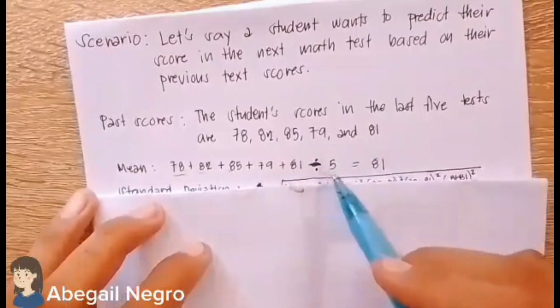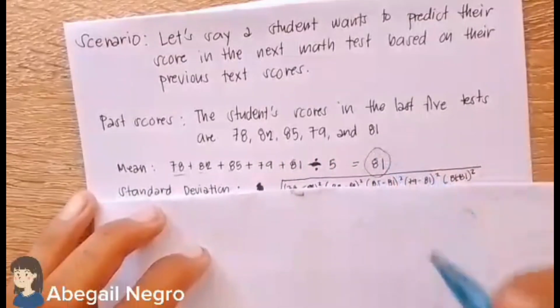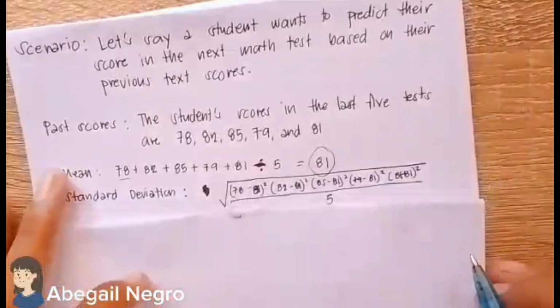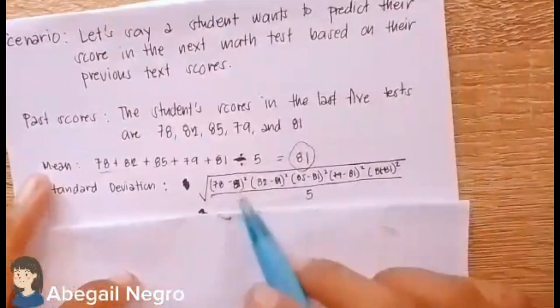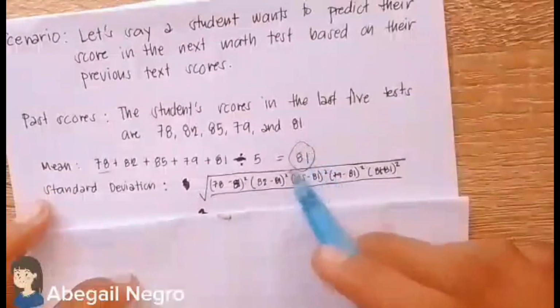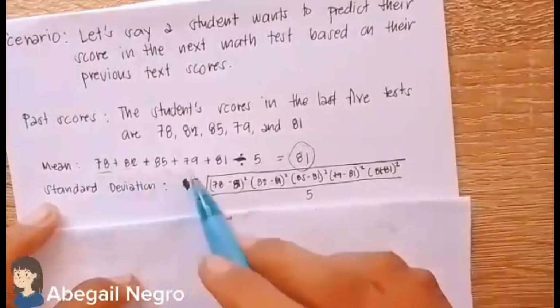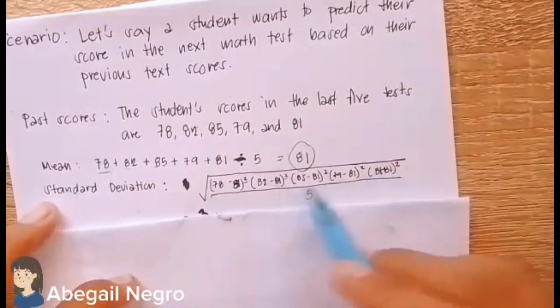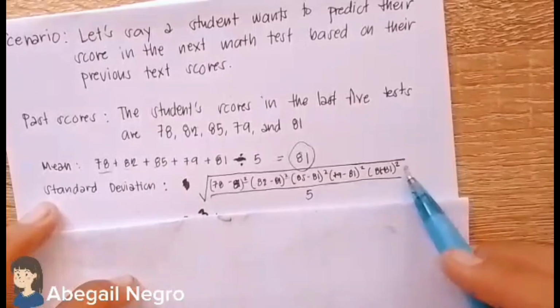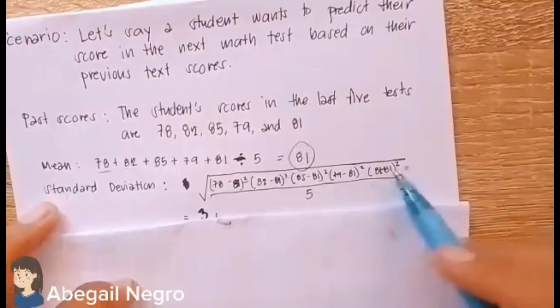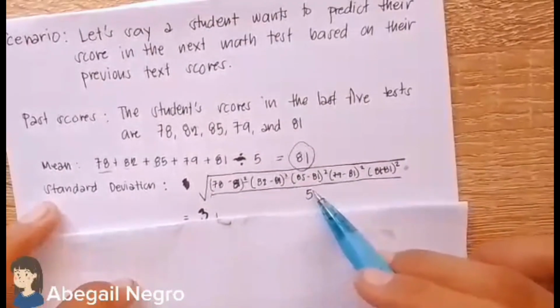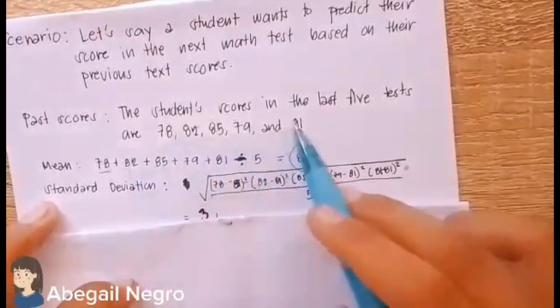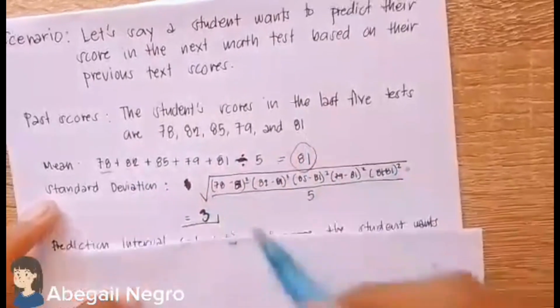So we divide by 5. The answer is 81. For solving the standard deviation, we subtract the mean from each number and square it, then by solving this, we divide by 5 since there are 5 of them, then we take the square root. So the answer is 3.